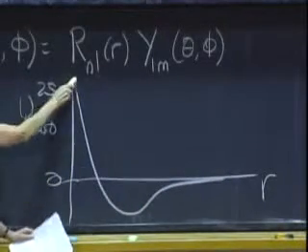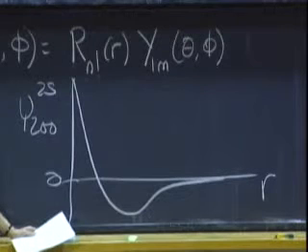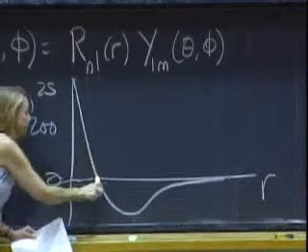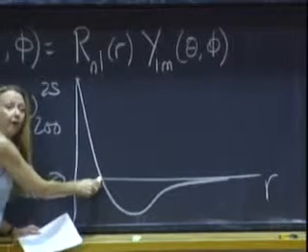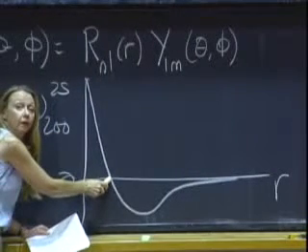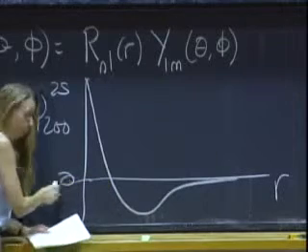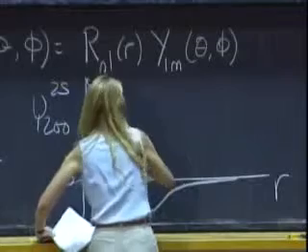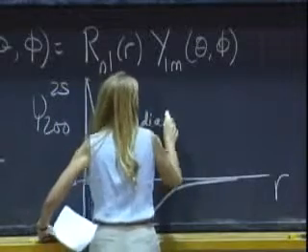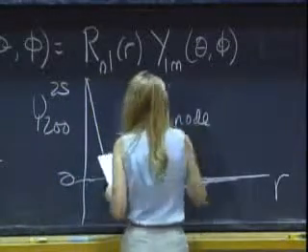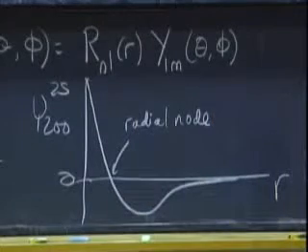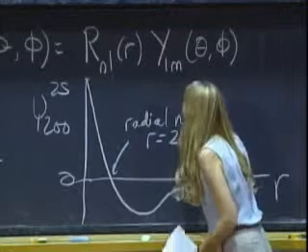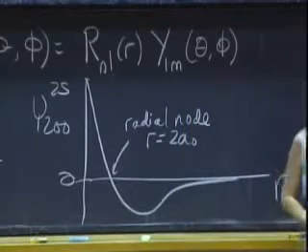So we start at some large positive value here. And you see that the wave function decreases, and it gets to a value of r where psi is equal to 0. Okay, that's a node. That's a radial node. And in the case of the 2s wave function, that radial node occurs at r equal to a naught. All right?